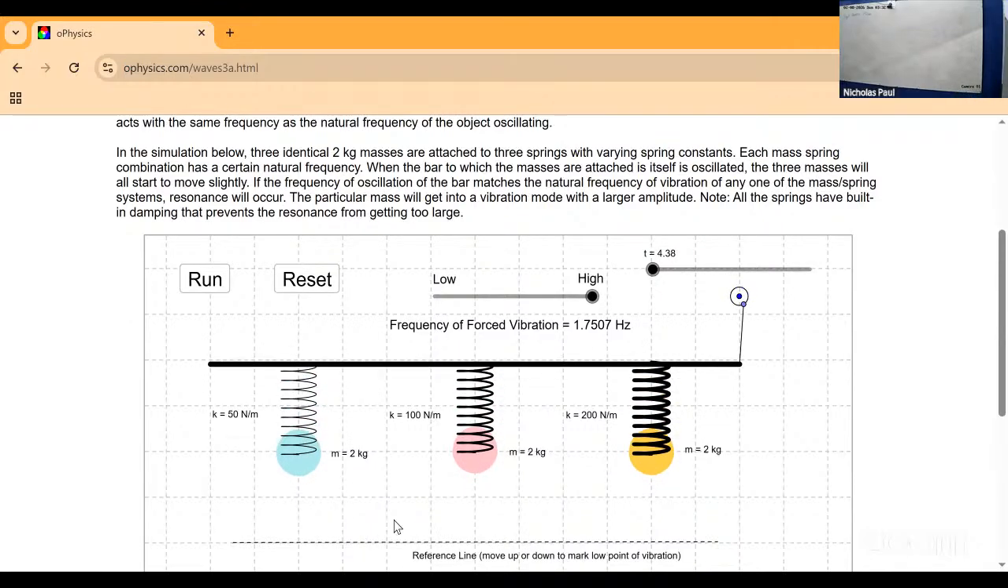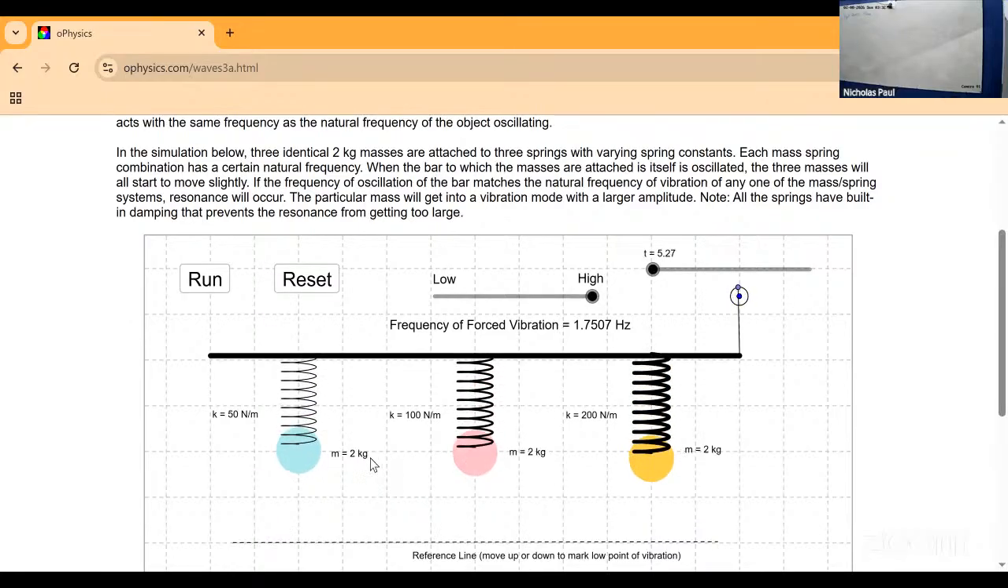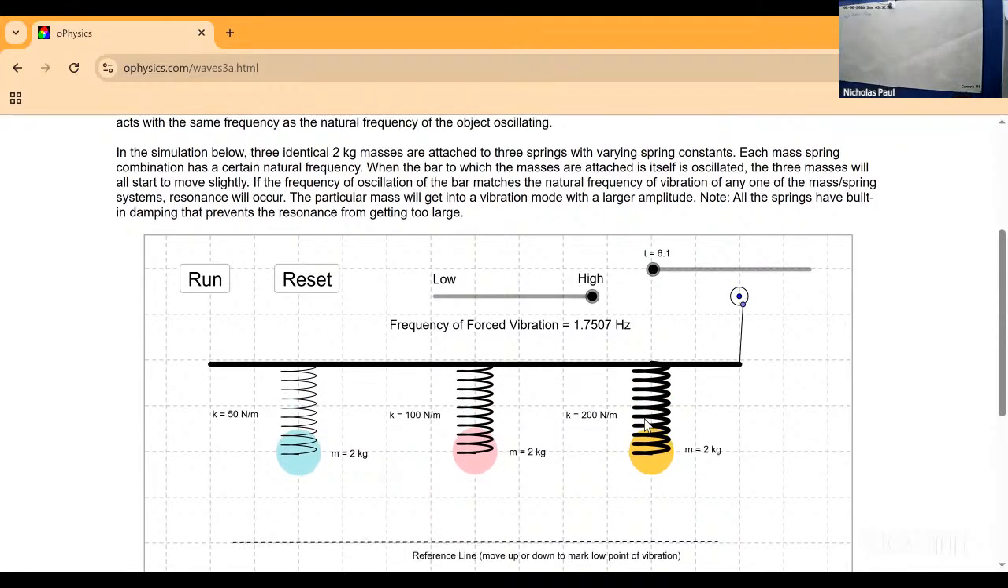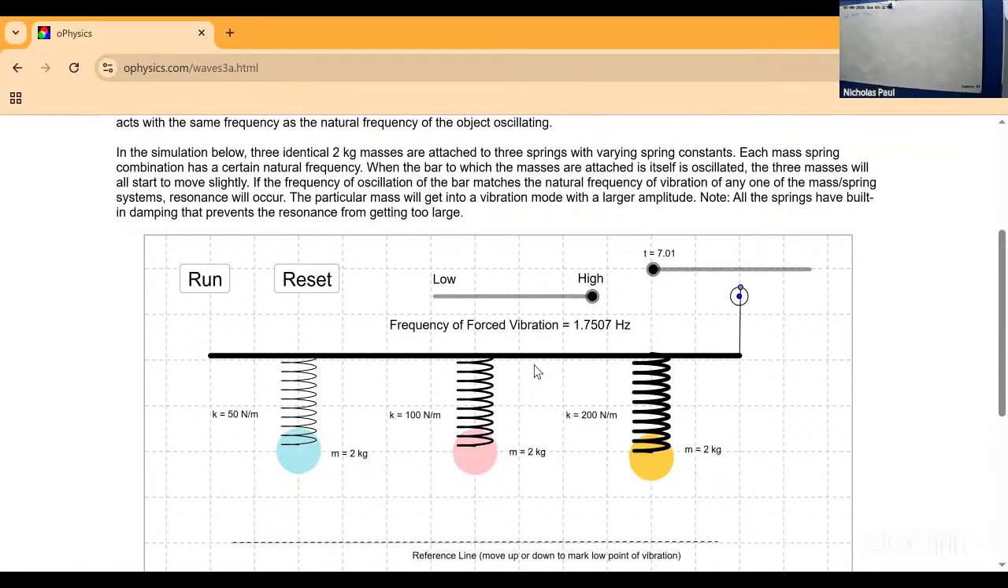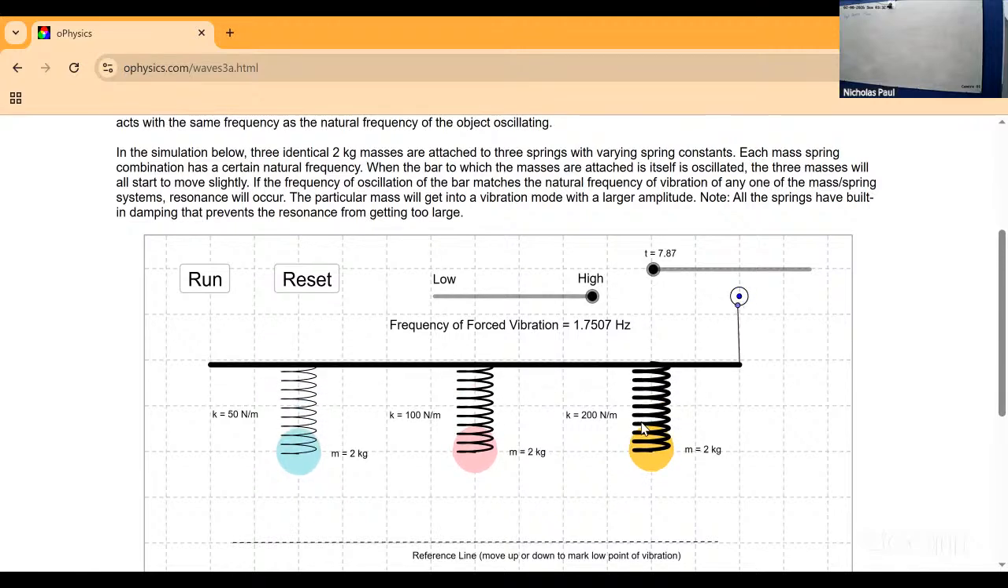Right. So what I want you to observe, it's a little bit slow, but what I want you to observe is that not all of them have the same amplitude. Right. There's a point in time when one vibrates much larger than the next, and that only happens when the frequency of the rod is the same as this.